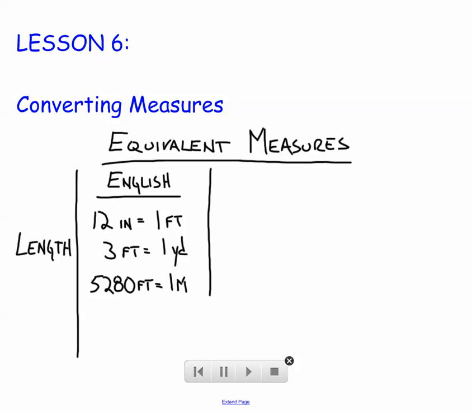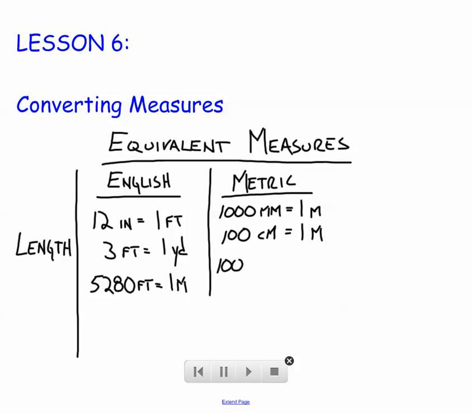Now we've also got metric units of measurement for length. Some people aren't as comfortable with these, but I actually think they're easier. There's 1,000 millimeters in a meter. There's 100 centimeters in a meter. And there's 1,000 meters in a kilometer.